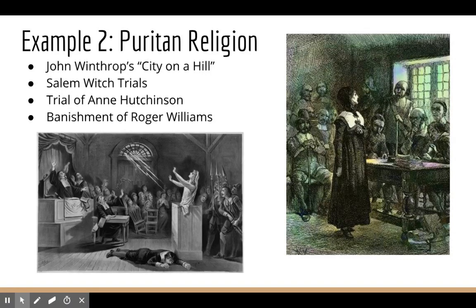relationship with God. Roger Williams was another man who disagreed with church practices. He believed that he heard from God himself. He believed in religious freedom and tolerance, and he disagreed with the practice of confiscating land from Native Americans. And so the Puritan church, again, kicked him out. Roger Williams, however, started a new colony called Rhode Island.